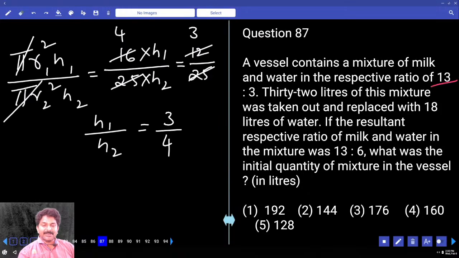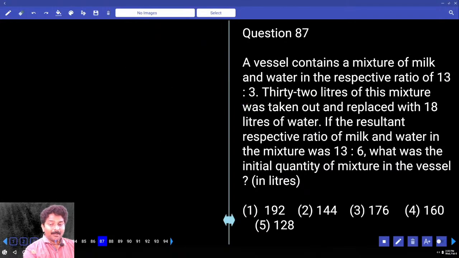Initial container has milk and water in what respective ratio? So it must be a multiple of, total how many parts are there? 16. So it must be a multiple of 16. If you are comfortable with 16 multiplication, go to options and see how many are 16 multiples. All are 16 multiples. Now the second verification is, from the total, how much quantity is taken out? 32 liters is taken out.